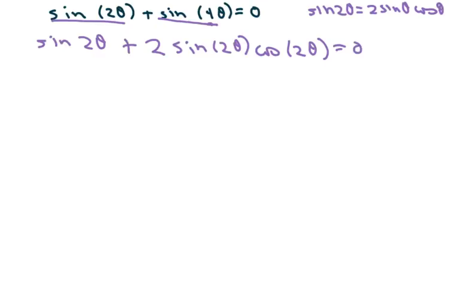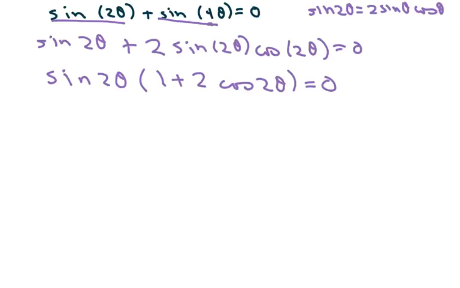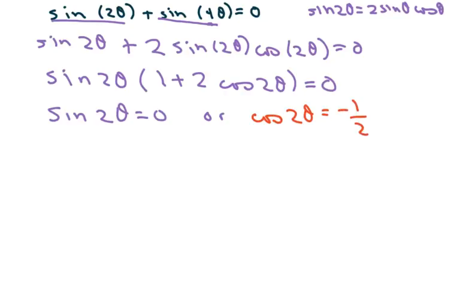Now, I'm going to go ahead and factor out sine of 2 theta. And you're going to get 1 plus 2 cosine of 2 theta equals 0. So we have 2 different sides here. We have sine of 2 theta equals 0, or 1, and I'm going to go ahead and just write this over, save space. Cosine of 2 theta is going to be negative 1 over 2.